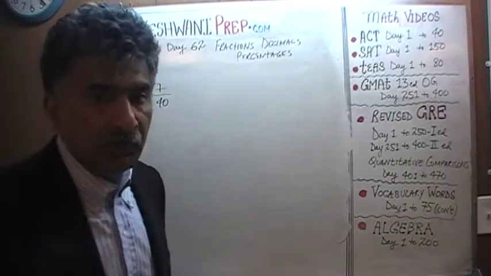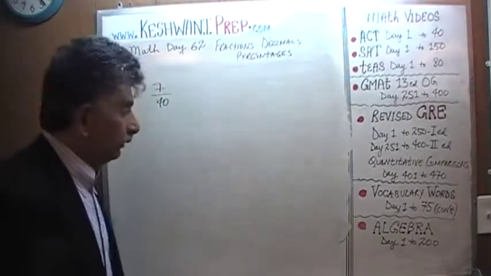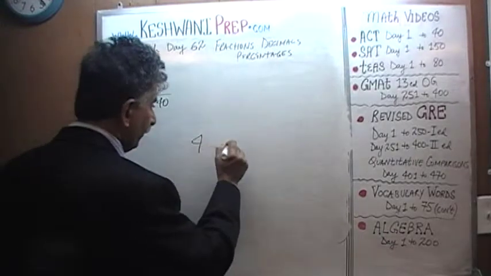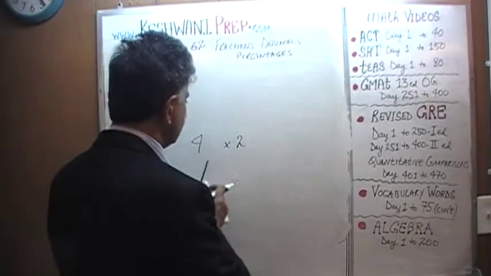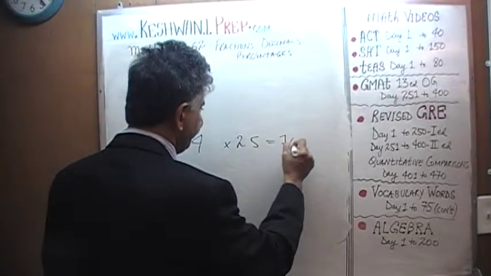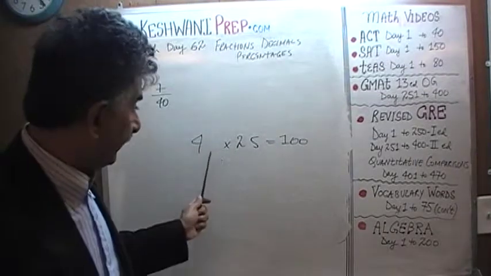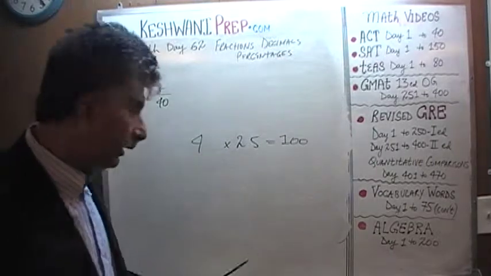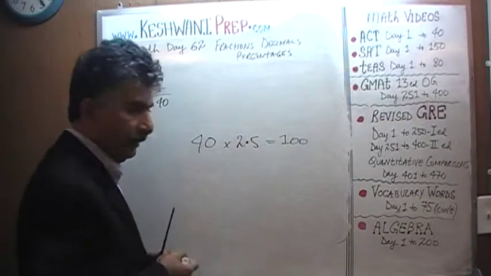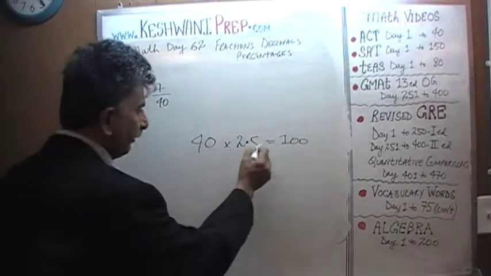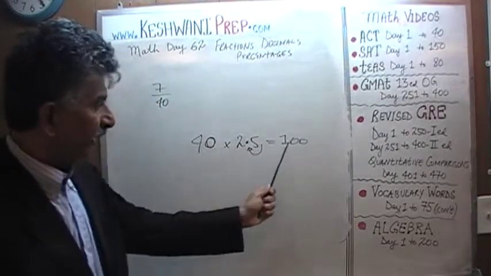In order to realize what number we need to multiply 40 by to convert 40 into 100, we have to first understand that 4 times 25 is 100. Of course, there is nothing earth-shattering. Everybody knows that. Well, if you understand that part, that 4 times 25 is 100, then it stands to reason that 40 times 2.5, we have just moved the decimal place one place here and added a zero to it, 40 times 2.5 is also 100.